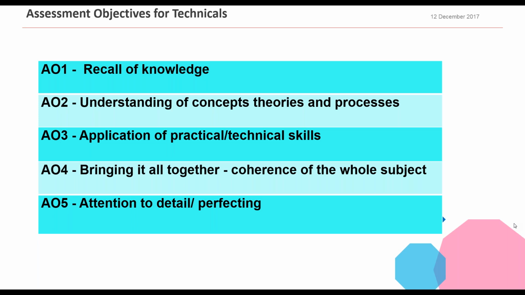AO3 is from the application of their practical skills, but don't forget it's holistic assessment across all of those practical skills. AO4 is bringing it all together in a coherent way. This is where your timings come in. Have they done it in the most logical order? Your commercial timings, yes, we're giving them 4, 5, 6 hours to do these practical synoptic assessments. It doesn't mean to say that if they go slightly over the time they fail. You know, we don't talk about failing.